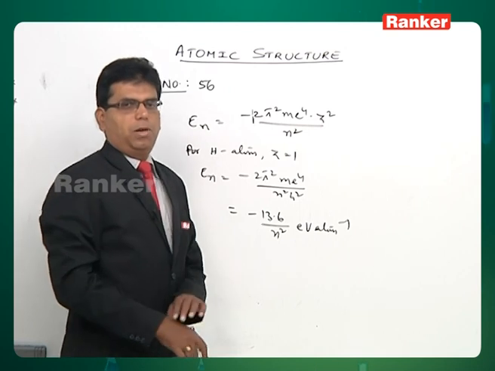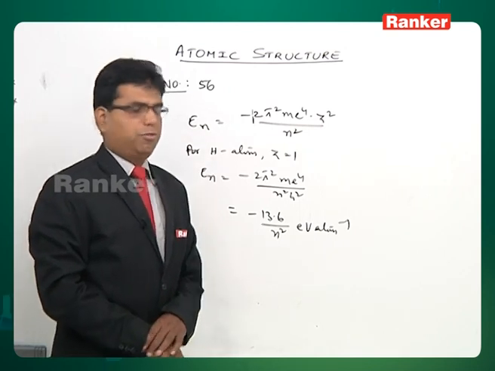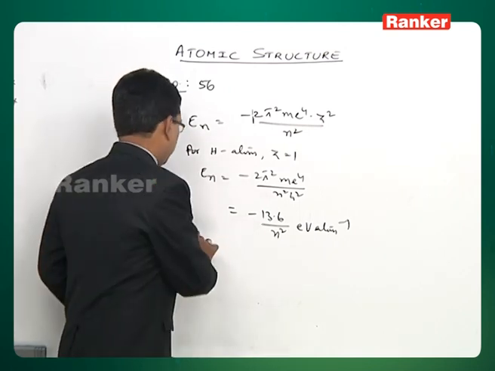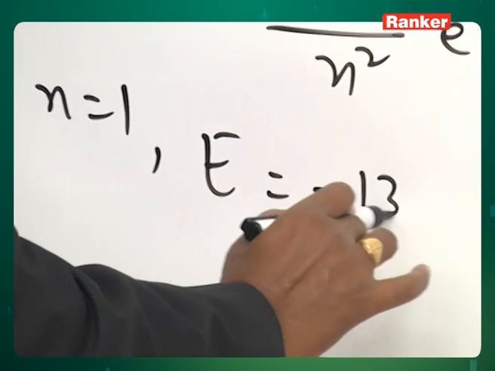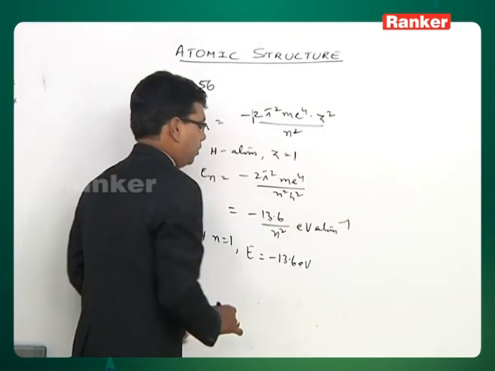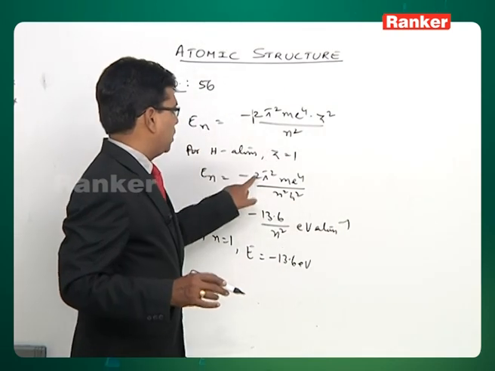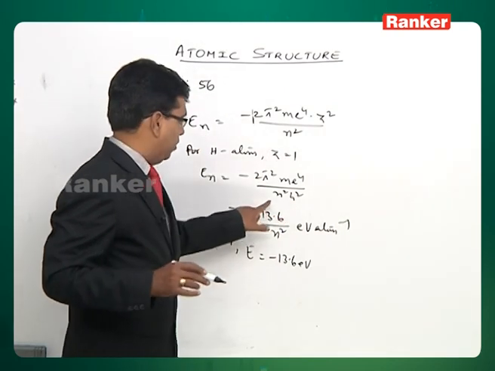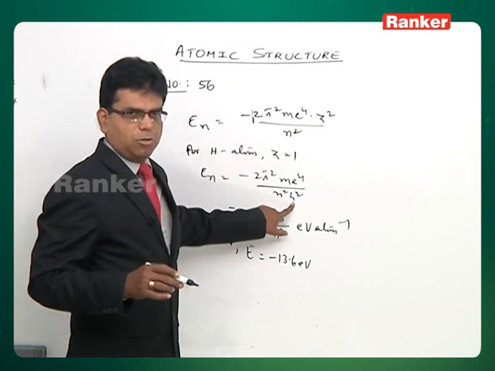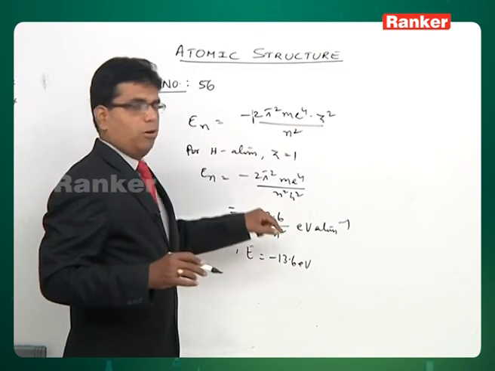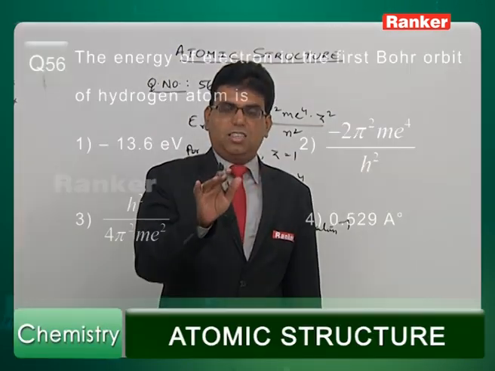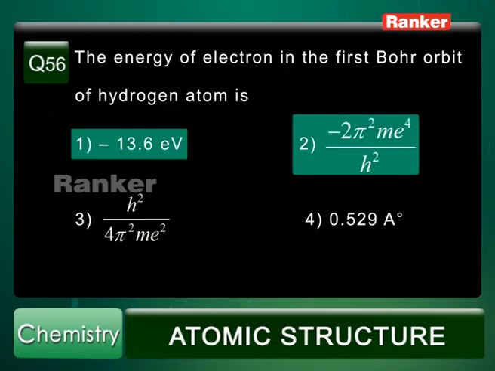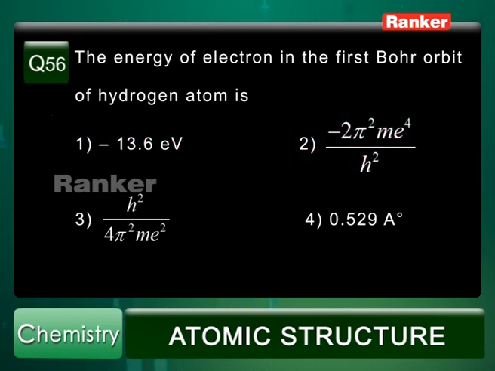So, here minus 13.6 electron volts for the first Bohr orbit when n is equal to 1. If n is equal to 1, then E will be equal to minus 13.6 electron volt. That is correct. Minus 2 pi square m e power 4 by h square when n is equal to 1, that is also correct. h square by 4 pi square m e square is not correct. 0.529 angstroms, that is the radius, that's not the energy. So, here the correct options are option 1 and 2 only.